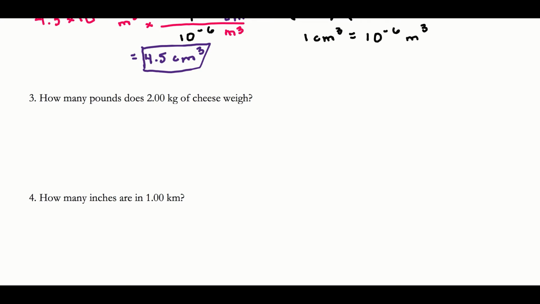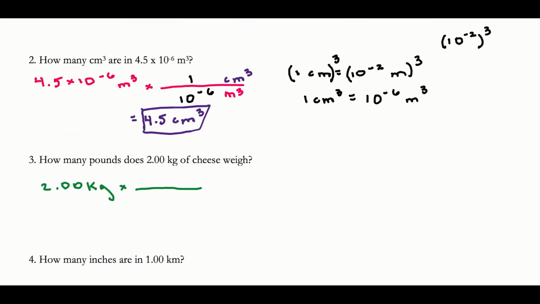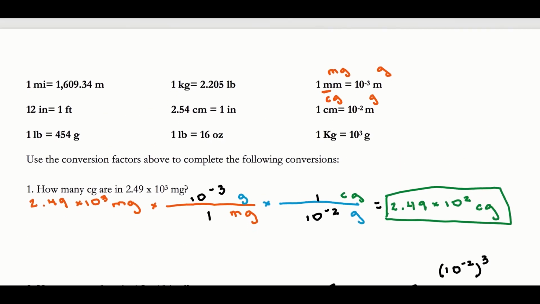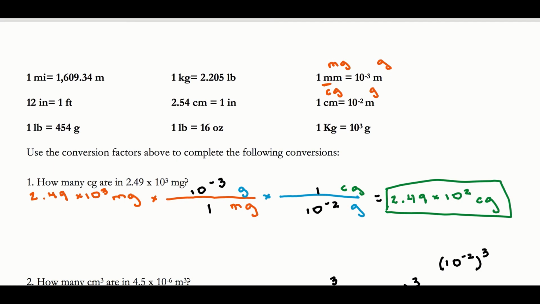How many pounds does 2 kilograms of cheese weigh? So I have 2.00 kilograms. That's my given. Let's look at the units I'm given to figure out where I'm going, because I know I want to get out of kilograms, but where am I going to go exactly? Kilograms to pounds is my goal. So I've got that relationship right there: 1 kilogram is 2.205 pounds.